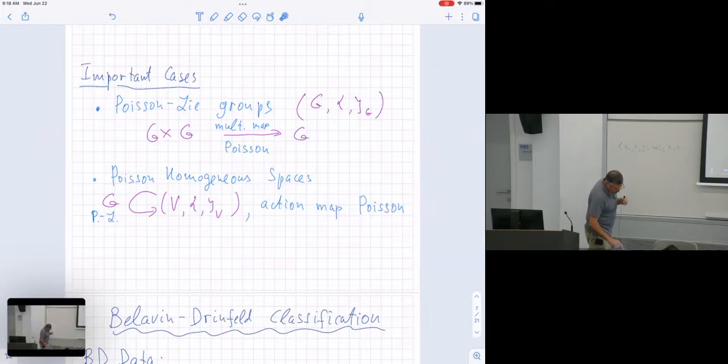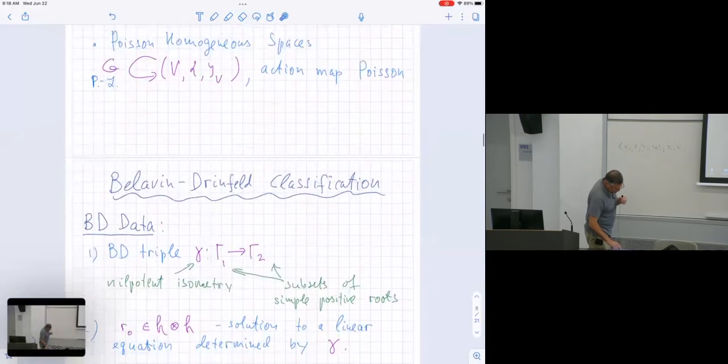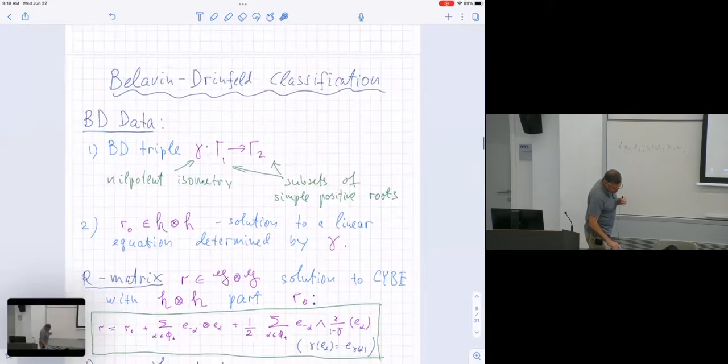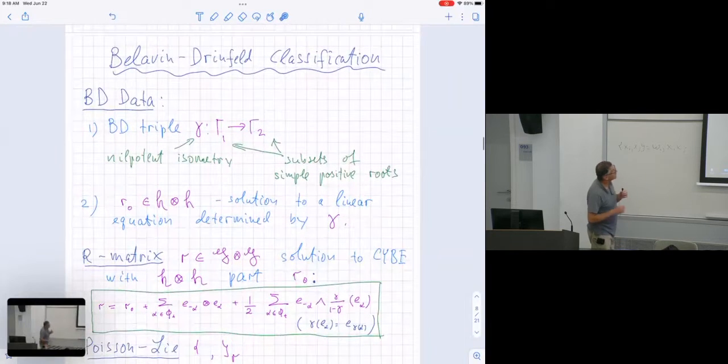So we're interested in a particular case of these two main examples, and so I'll have to talk about this particular case, and this concerns the Belavin-Drinfeld classification of a certain class of Poisson-Lie structures on simple Lie groups. I am not going to give full details, but I want to describe at least the combinatorial part of this classification. So how does it work?